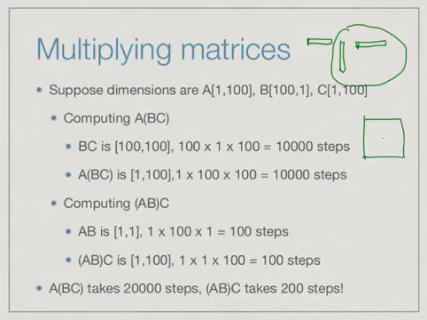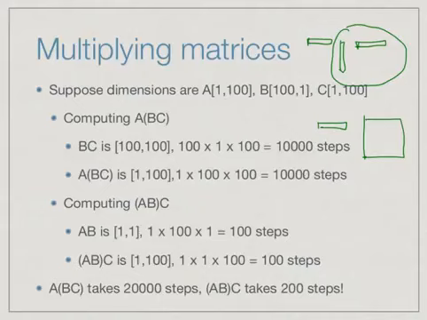So that has 10,000 entries. So it's going to take us 10,000 steps. Now when I multiply A by this, I'm going to get 1 into 100 into 100. That's another 10,000 steps. So if I do A after I do B C, then I do 10,000 plus 10,000. So I do 20,000 steps.